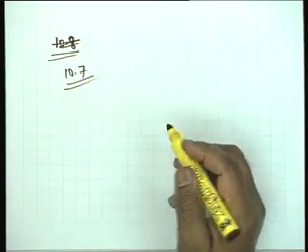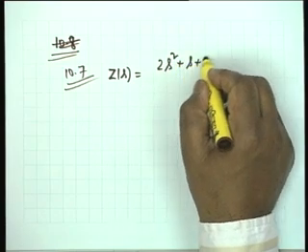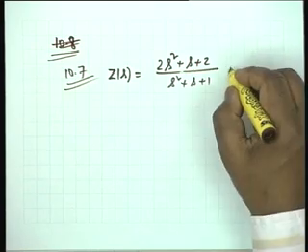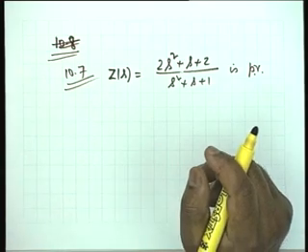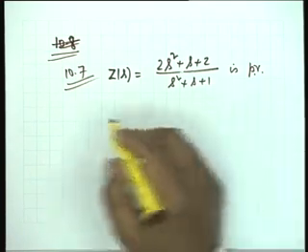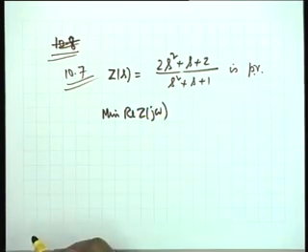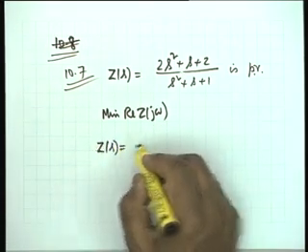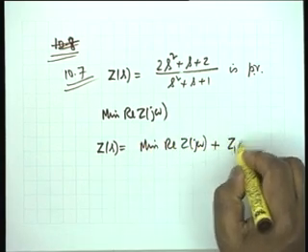Okay, 10.7 says given z of s is equal to 2s squared plus s plus 2 divided by s squared plus s plus 1, it is given that this is PR. Okay, it is given that this is PR. Determine the minimum part of real part of z of j omega and synthesize z of s by first removing this minimum part. That is, synthesize z of s as minimum real z j omega plus z1 of s, let us say.